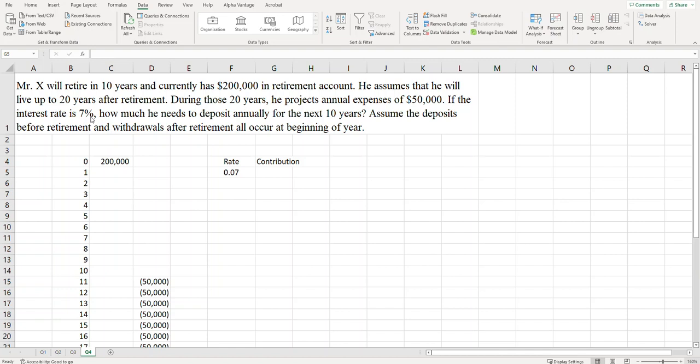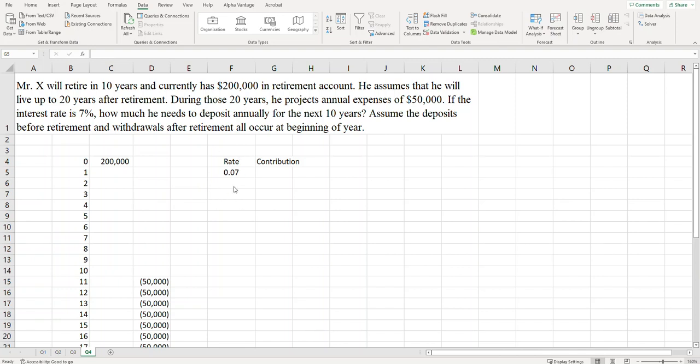During those 20 years, he projects annual expenses of $50,000. If the interest rate is 7%, how much does he need to deposit annually for the next 10 years? Assume the deposits before retirement and withdrawals after retirement occur at the beginning of the year. Okay, so the contribution is at the beginning of the year as well as the deduction when in retirement.